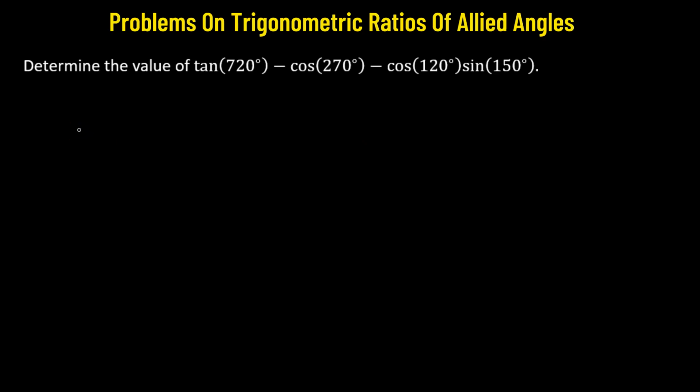We need to find out the value of the given trigonometric expression. Let us begin. We'll start by first computing each of the trigonometric ratios. So let us start with tangent of 720 degrees.